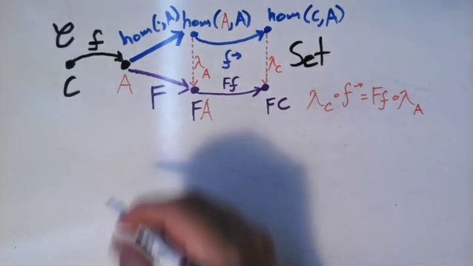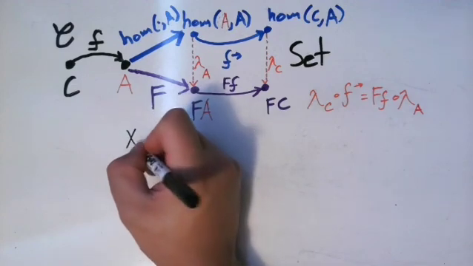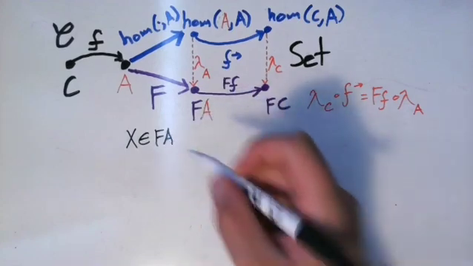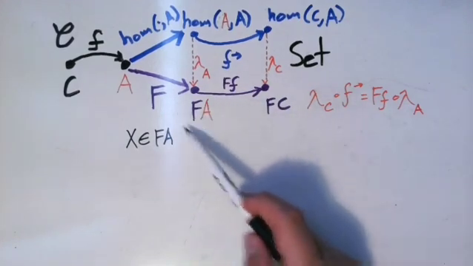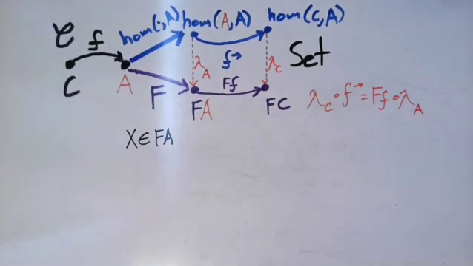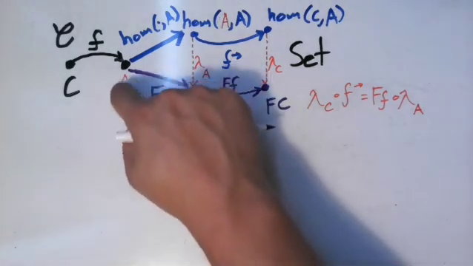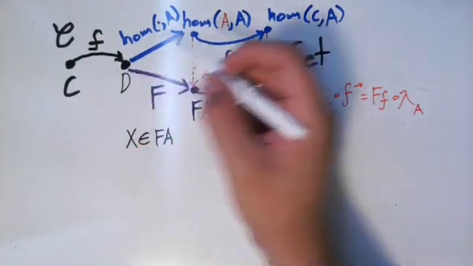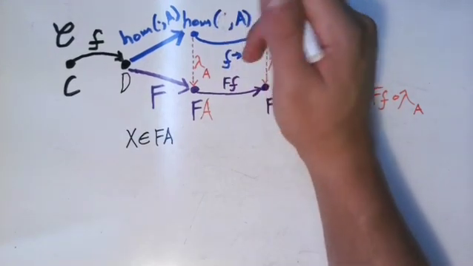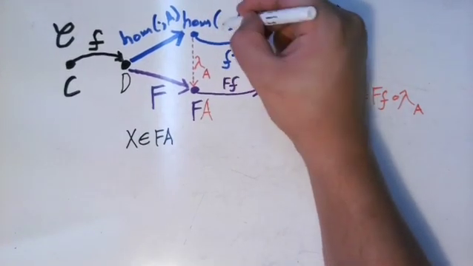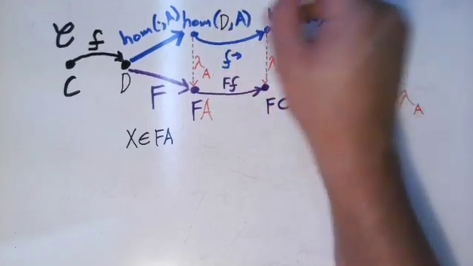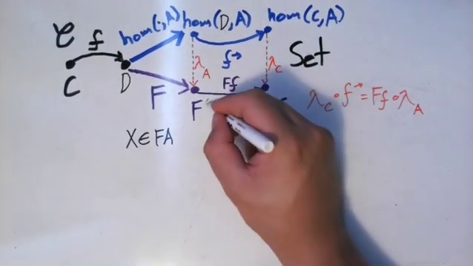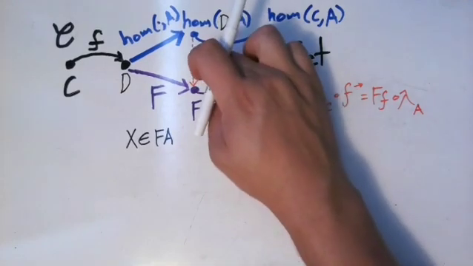To investigate these questions, let's suppose that x is an arbitrary object in the set F of A, which exists here in this category of sets. And let's adjust this diagram to go back to an arbitrary morphism in C rather than just morphisms which exist in these domains. So everywhere we had A, we replace it with D again.